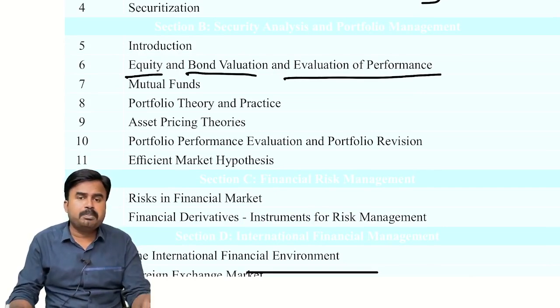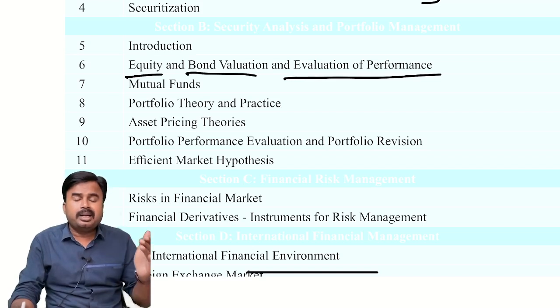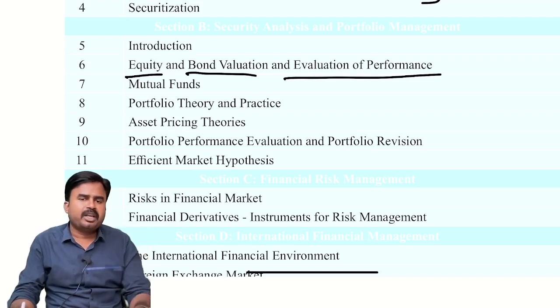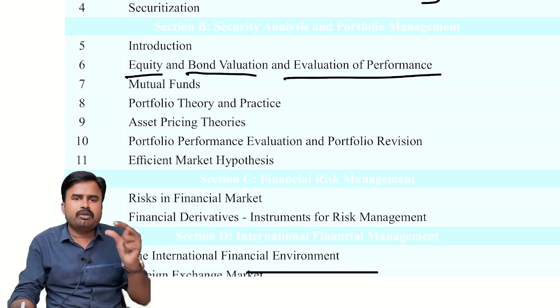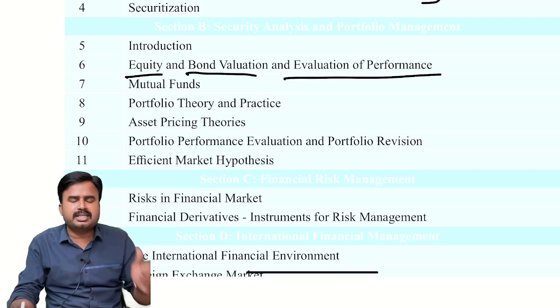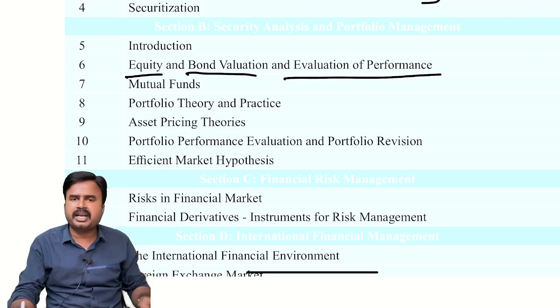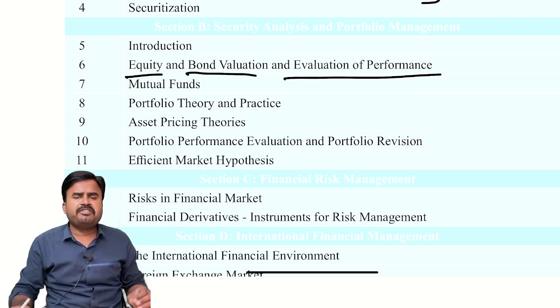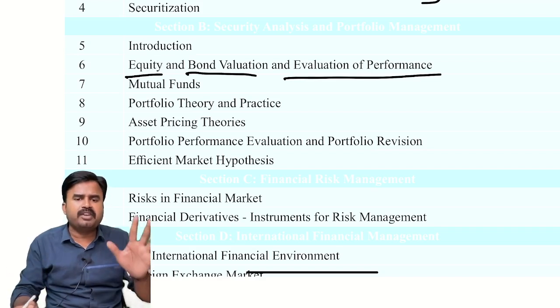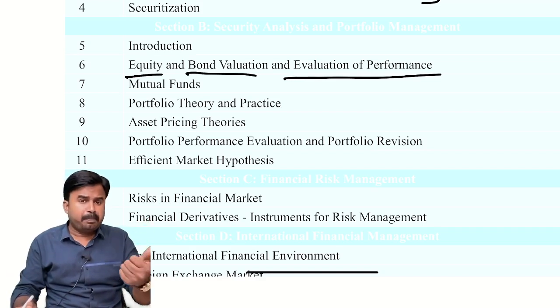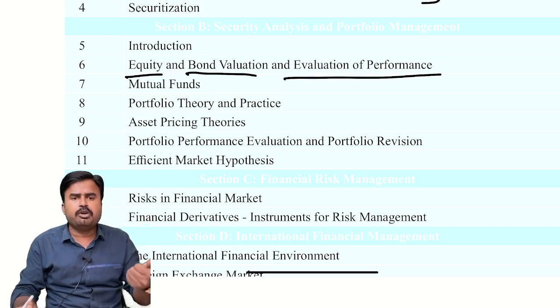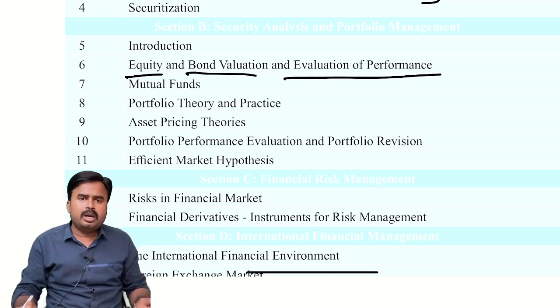So equity valuation and bond valuation. At CMA inter level itself, we understood the value of equity. If you remember, the formula for P naught, value of equity, is DPS 1 by KE minus g. Even in the chapter capital structure, we understood how to calculate value of equity: earnings available to equity shareholders divided by KE. But my dear students, valuation of equity is a big concept. We have plenty of formulas for calculating value of equity. In dividend policy, we have several formulas, like Walter's model, Gordon model, and Modigliani and Miller approach.